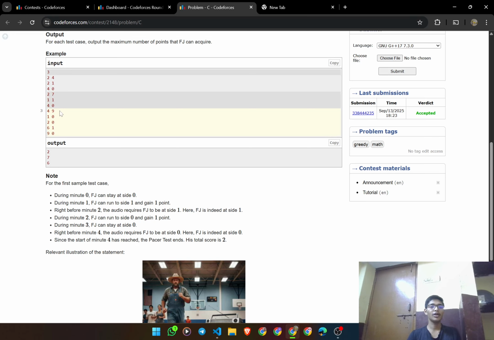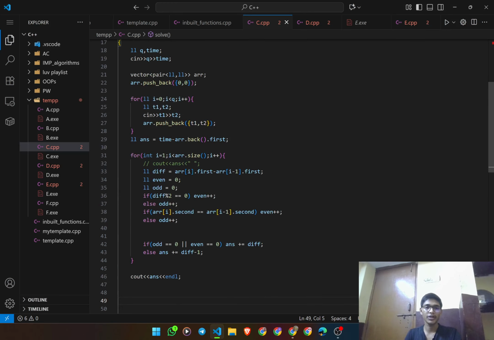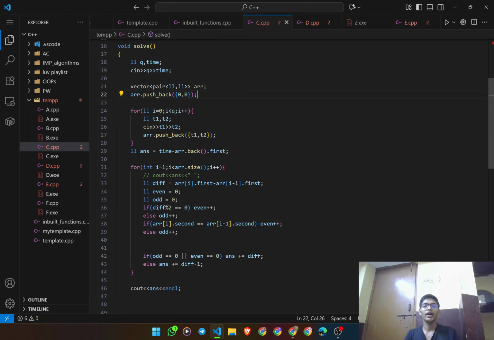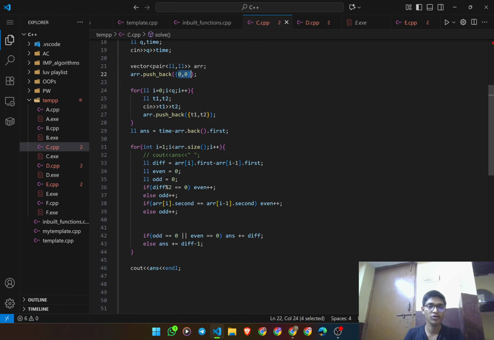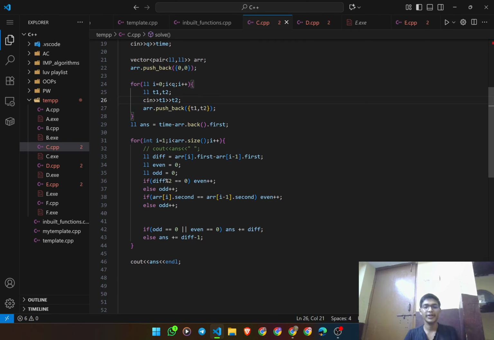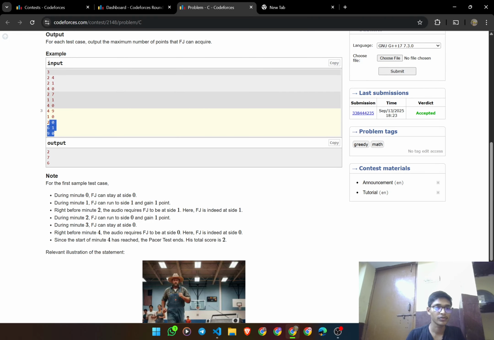So now let's see the solution. What we have is that the farmer is at 0 because at the 0th second he is on the 0th position. So that's why we have taken that at the 0th position he is on the 0th second. So we have to apply that. Let's see the 0 and 0, and then again we have 3 and 4.